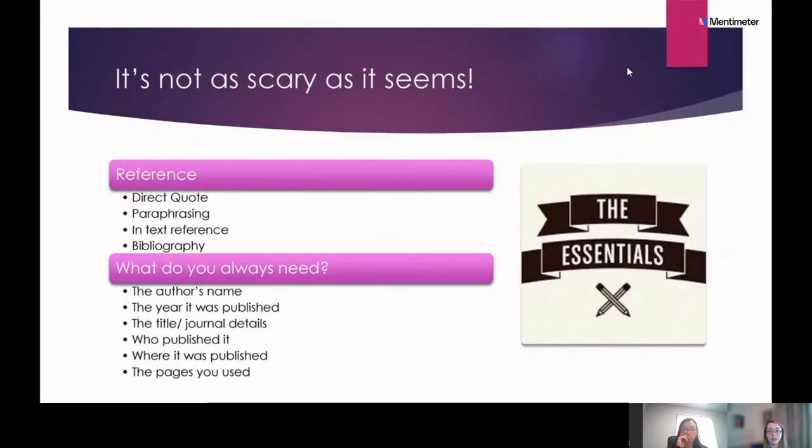And I suppose it's important to say as well that it's not as scary as it seems. So what you would include, or what you would have to reference, is a direct quote, paraphrasing, in-text referencing, and bibliography. And what do you always need? So you always need the author's name, the year it was published, the title or journal details, who published it, where it was published, and then the pages that you used.